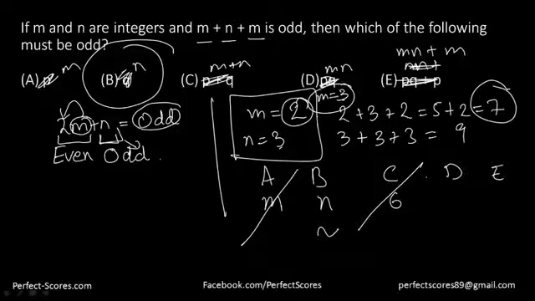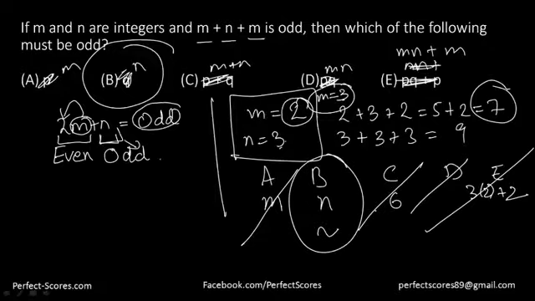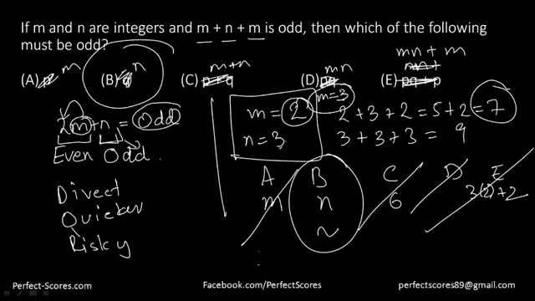m into n can be 2 into 3 again. That can be eliminated. And m into n plus n, that is m into n plus m, can be 3 into 2 plus 2, which is again an even number. That means this is also eliminated. Hence B over here is my answer. So you can either go for this direct approach, quicker but risky, right? Or you can go for this approach, which takes longer but is safer. So it's up to you what you want to try, right? I suppose you're understanding this point over here.